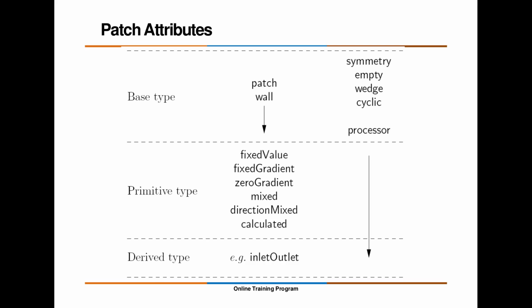Now I think you understand. The base type entry is supposed to go inside the constant folder, polymesh. Inside the polymesh there is a boundary file, and inside that this entry is supposed to go.